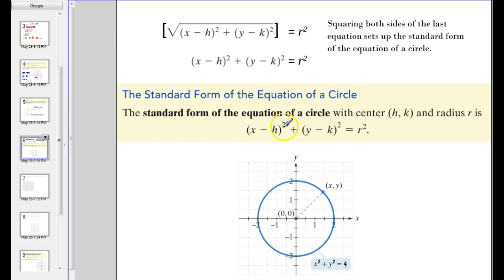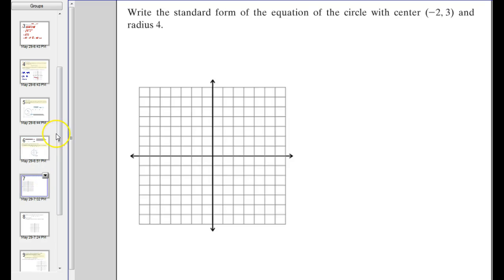Okay, now notice the center is h, k. It's x minus h and y minus k. So when our center is negative 2, 3, what we do is we write the x minus the x coordinate, so x minus negative 2 squared, plus the y minus the y coordinate squared equals the radius squared. Okay, so initially that's what it looks like, but then we're going to go here and clean it up.